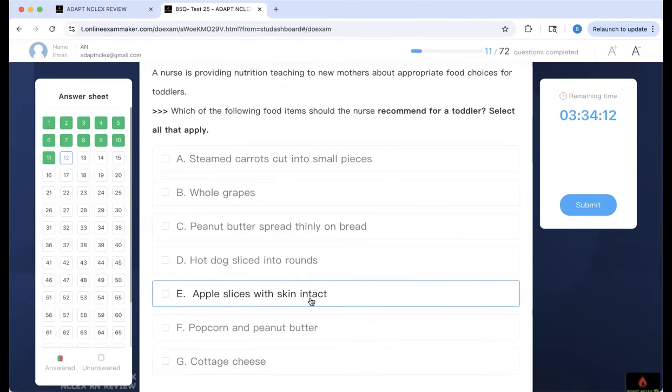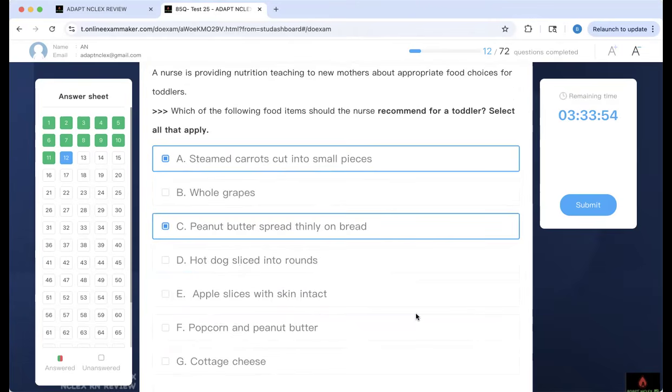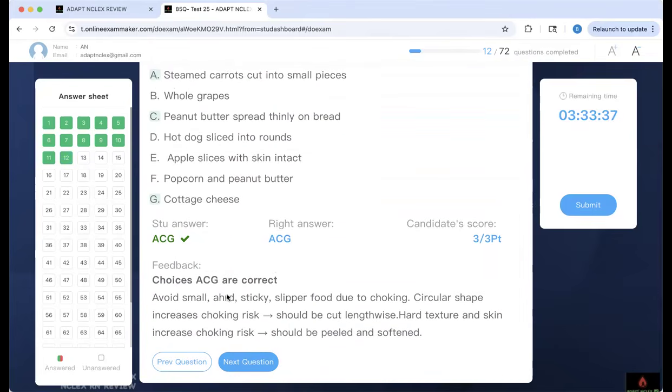But I can tell you, as a toddler, anything that will cause choking, we prevent it. Therefore, which one is appropriate? Steamed carrot. It's already been steamed, it can break easily, we can use it. Grapes are going to choke, right? Peanut butter spread on the bread, easy to eat. Hot dog, the kid is going to choke. Apple slice, the skin should be removed. Skin causes more problems. Popcorn, stay away from it. And the cheese, easy. That's the best one. Nutritional, less choking episodes. Therefore, those are the things. And this is what you should say: small, avoid sticky, slippery food due to choking.